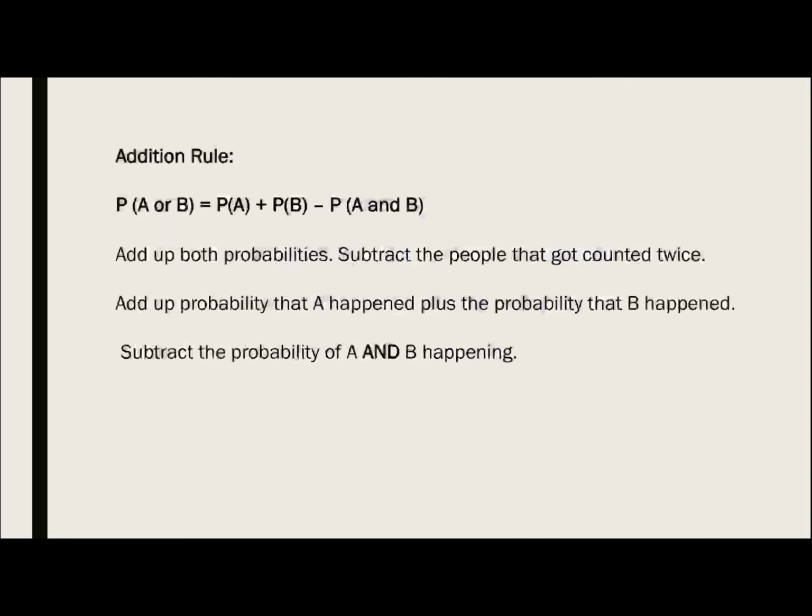The addition rule: to find the probability of A or B, you find the probability of A plus the probability of B and subtract the probability of A and B. This means add up both probabilities, probability of A plus probability of B, subtract the people that got counted twice. Add the probability that A happened plus the probability that B happened. Subtract the probability of A and B happening.